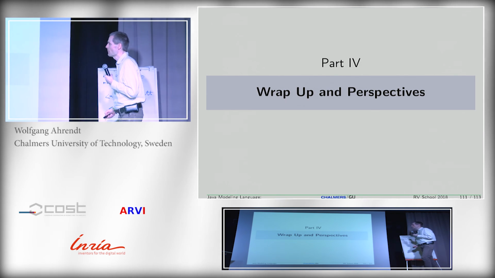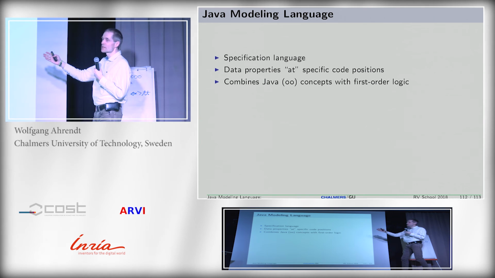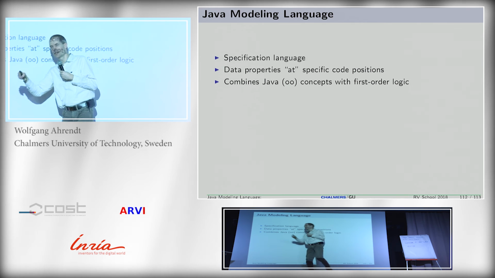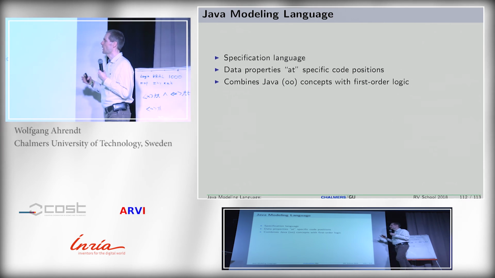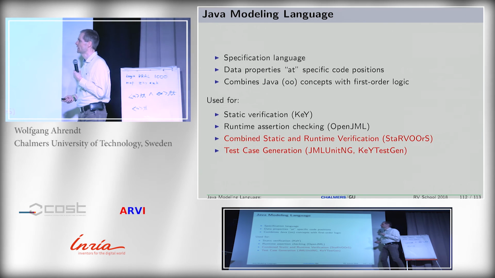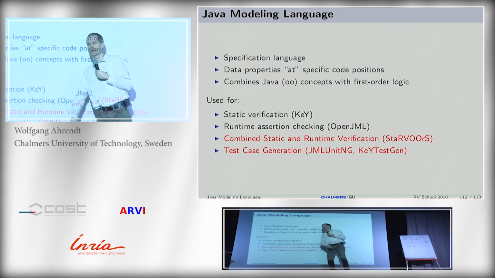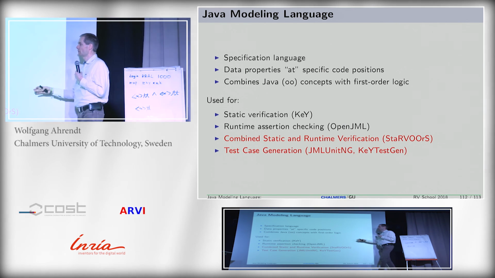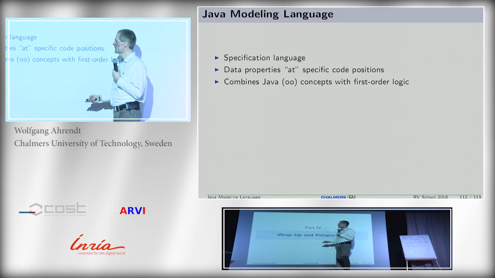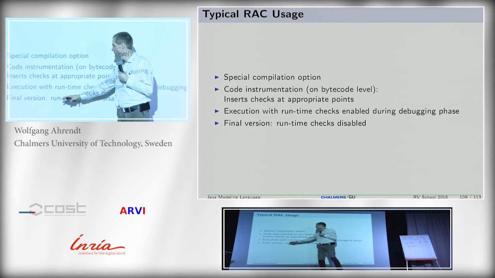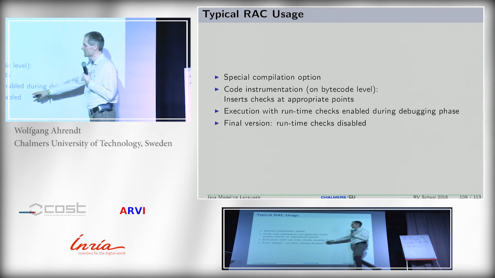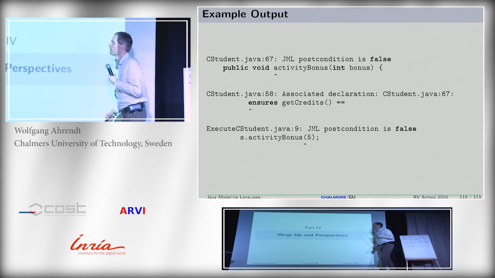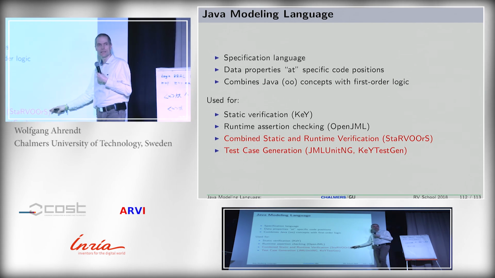Okay. Now I wrap up. The Java Modeling Language is a specification language. It talks about data properties at specific code positions. It combines Java object-oriented concepts with first-order logic. It's used for static verification with, for instance, the KeY tool, runtime assertion checking in OpenJML, but also for other things. For instance, on this slide, the problem which runtime assertion checking has with the runtime performance can be addressed by combining static and runtime verification.